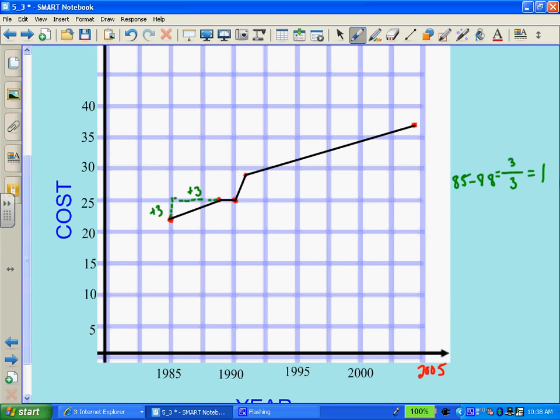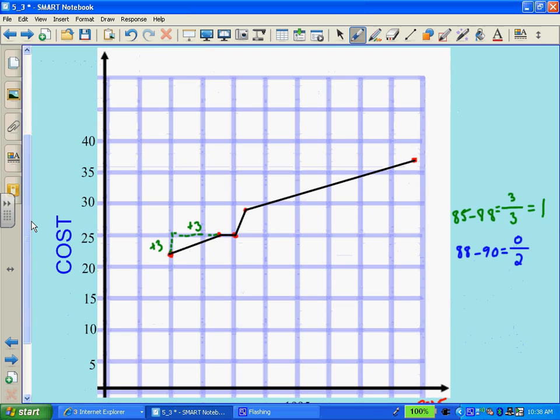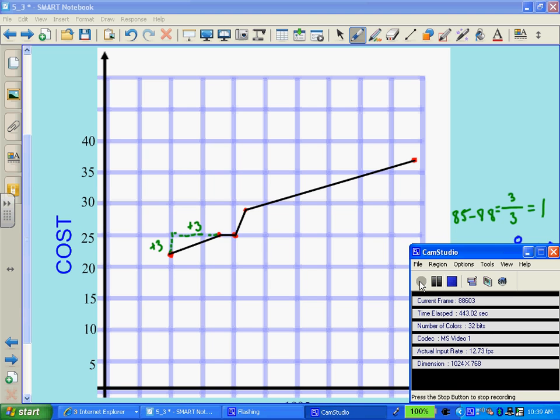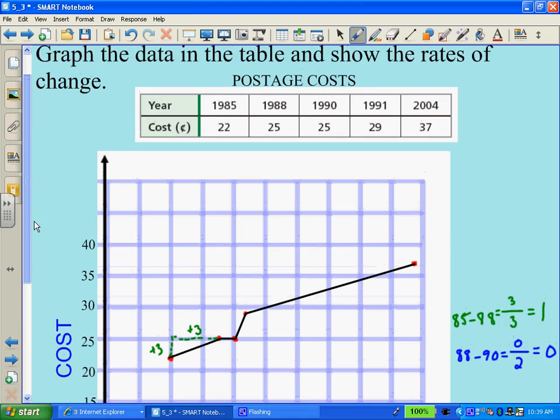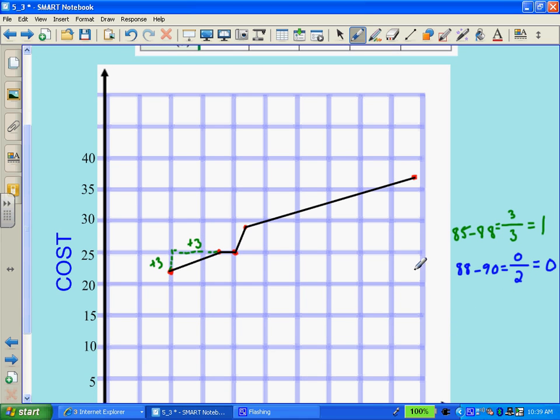Okay, and then let's go to the next one here. From 88 to 90, we went up 0. The cost changed none, and the year changed by 2. So 0 over 2, which is just 0. So our rate of change for that time period would be 0. Now let's go for the next time period here, which was 90 to 91.